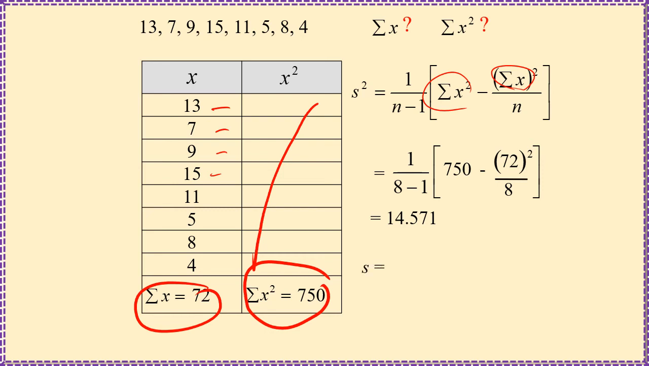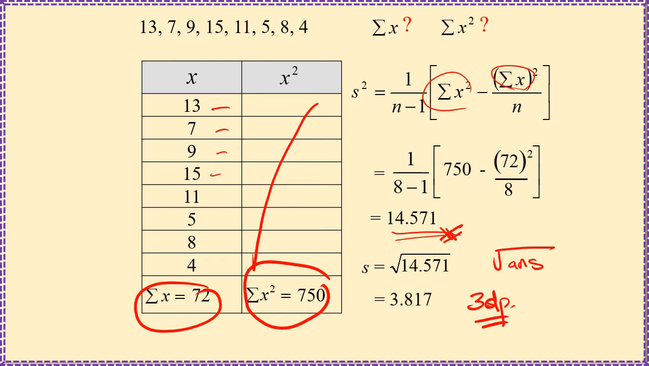For standard deviation, it will be the square root of variance, which is the square root of 14.571. Or if you have the answer in the calculator, you just have to put the square root of answer. Don't just put this value. We need to put the square root of answer from the calculator. So we get the answer 3.817. Always give your answer in 3 decimal places. So this is the answer for the variance and standard deviation.